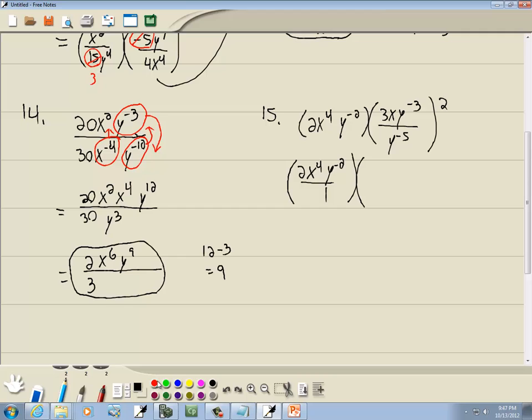Now this second one, I can go ahead and move some things here. Here's a y to the negative 3. I'm going to take that downstairs. And here's a y to the negative 5. I'm going to take that up on top. So it becomes 3x, y to the 5th, over y to the 3rd. Anytime you take anything opposite of where it's at in a fraction, the sign of the exponent changes.